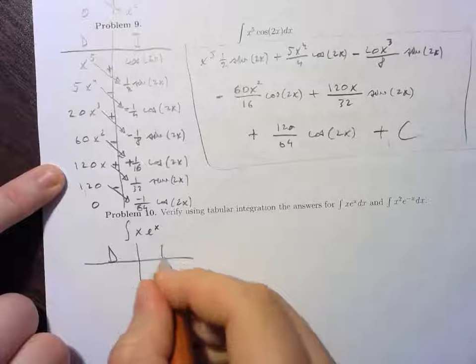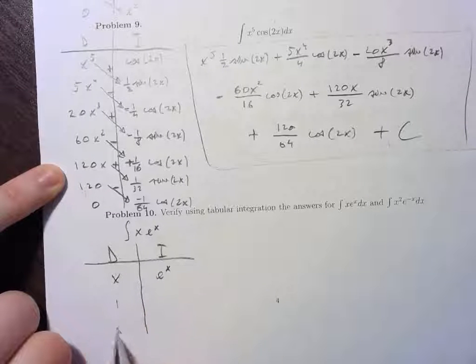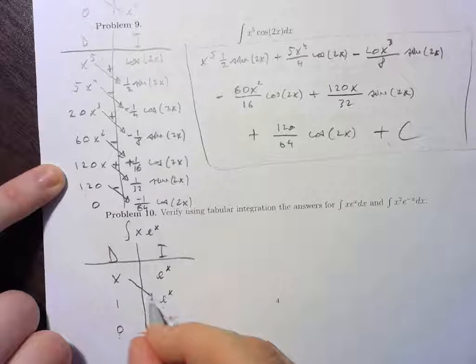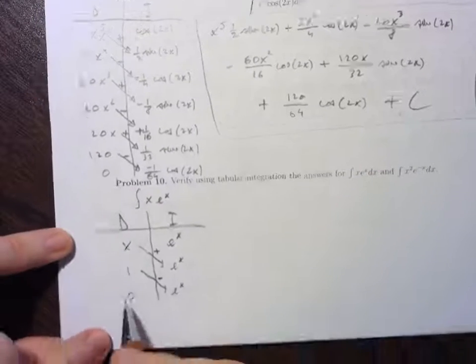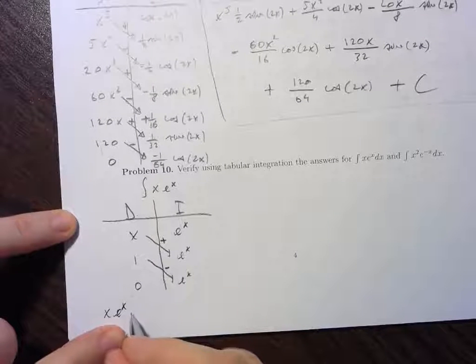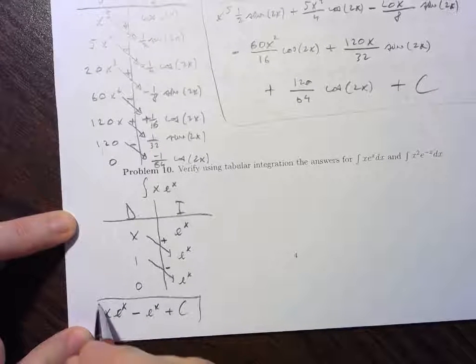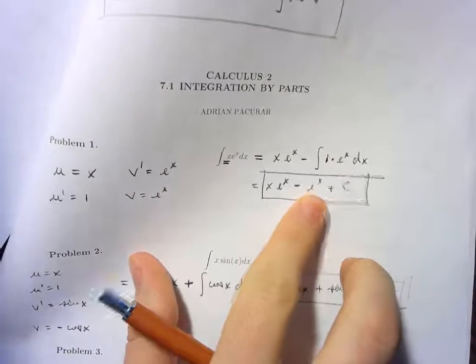Here's the d side, here's the I side. I'm going to differentiate x, I'm going to integrate e to the x. Derivative is 1, then it's 0. Integral is just e to the x all along. I draw the arrows, there's only 2 this time. First one is a plus, second one is a minus. So the antiderivative here should be x e to the x minus now e to the x plus c. And if you go back to the first problem for integration by parts, that is exactly what we obtained doing it the long way.